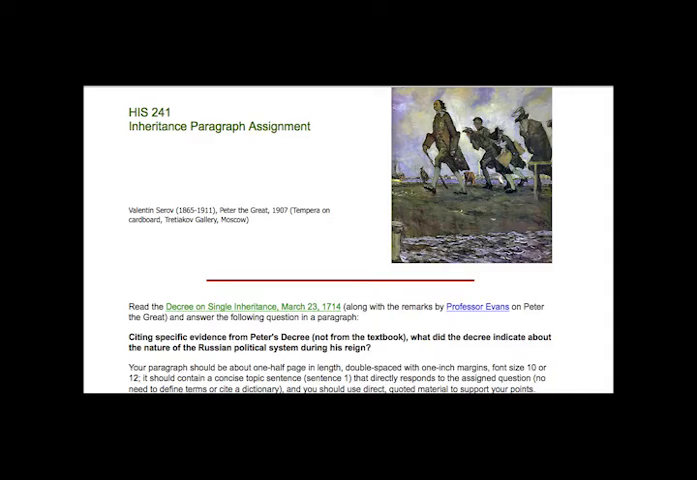I really want to focus on political power, the political system at play, and how it's demonstrated in this one single decree from Peter the Great's reign.